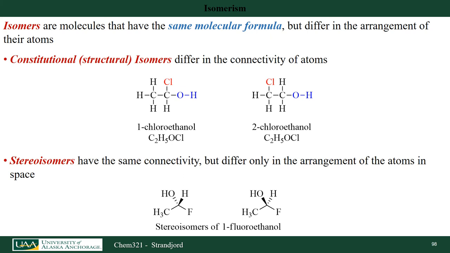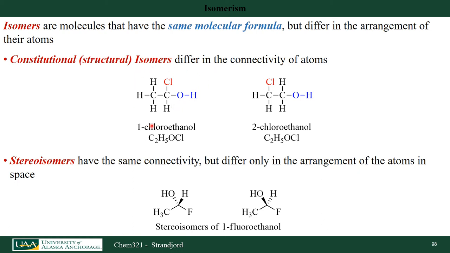Now let's look at isomers. We have two different types of isomers that we talk about a lot in organic chemistry. Isomers are molecules that have the same molecular formula, meaning the same number of carbons, hydrogens, oxygens, nitrogens, halogens, whatever atoms are in that molecule, but they're arranged differently. The first type is constitutional isomers. Sometimes these are called structural isomers. They mean the same thing depending on which textbook you're looking at, but they have different connectivity.